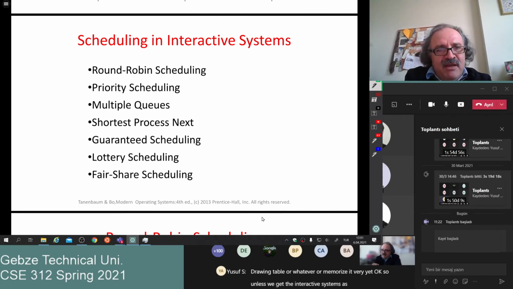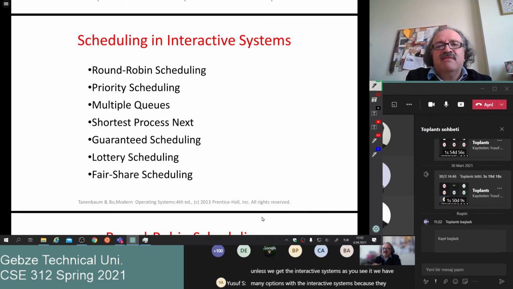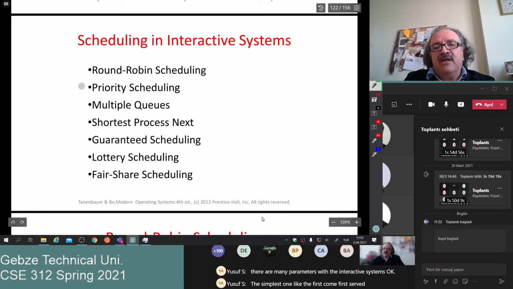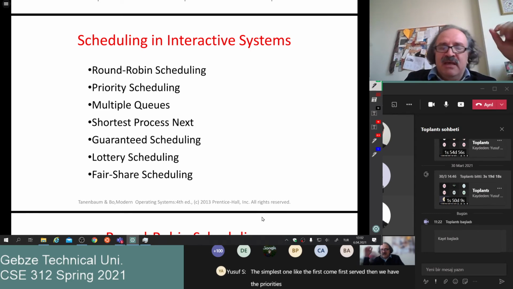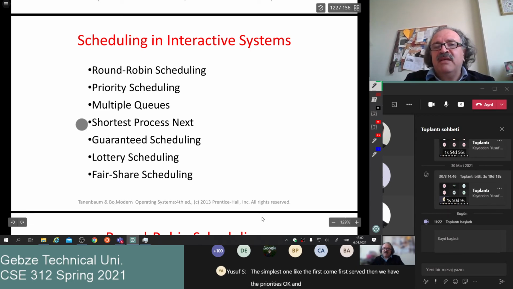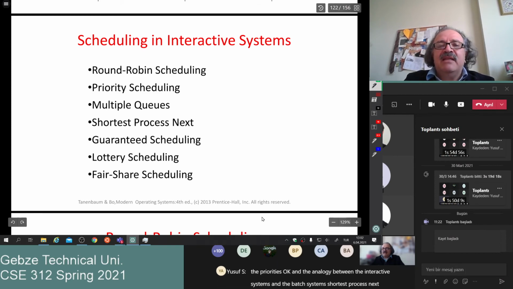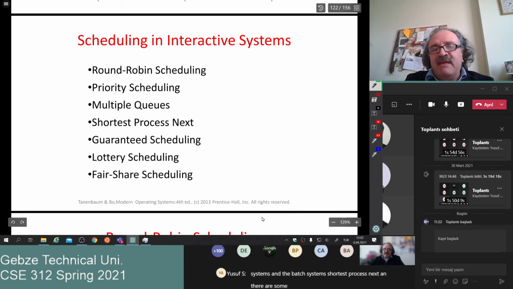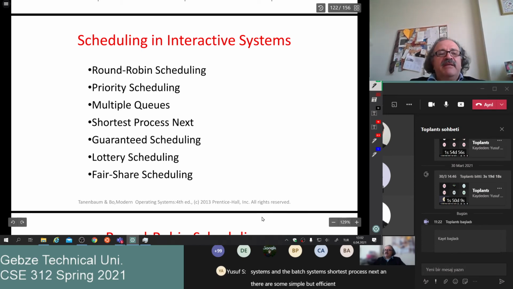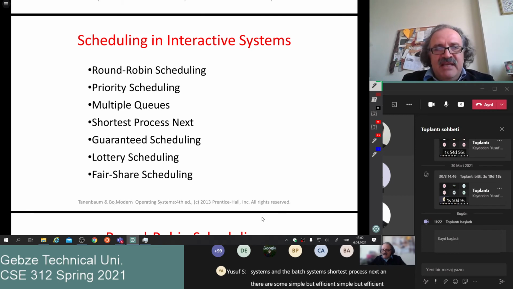Okay, so let's look at the interactive systems. As you see, we have many options with the interactive systems because there are many parameters with the interactive systems. Okay, the simplest one, like the first come first served. Then we have the priorities. Okay, and the analogy between the interactive systems and the batch systems, shortest process next. And there are some simple but efficient scheduling techniques, such as guaranteed scheduling, lottery scheduling, or fair share scheduling. Let's look at them one by one.